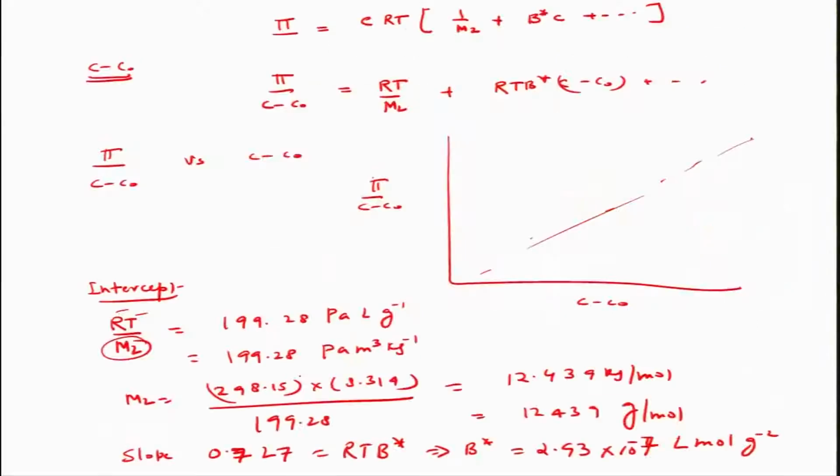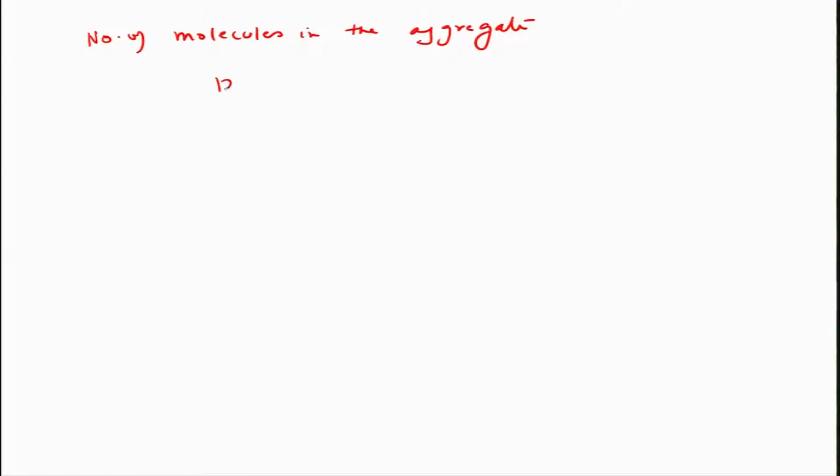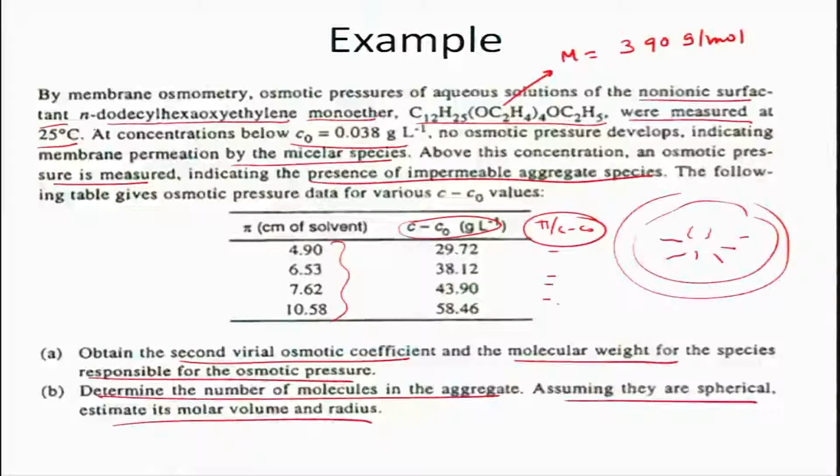And what is the value we got for M2? 12439. So, certainly it is an aggregate. Okay, so we can simply divide it. 12439 divided by 390 is 32. So, this is the aggregate in the molecule, but what about the other part of the question, which is, if you assume this aggregate to be spherical, estimate its molar volume and radius.